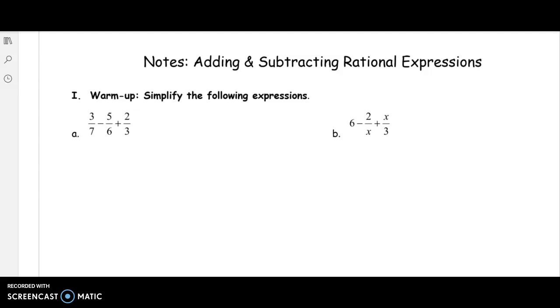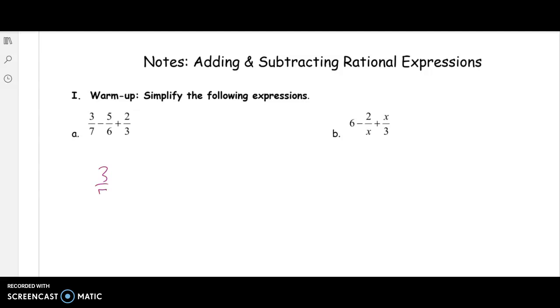So we want to think of a number for our common denominator that all three of those numbers are divisible by. So for instance, I might take the two largest and multiply them together to get 42. And then I want to see if the third denominator, 3, also divides 42. And it does. So 42 is going to be my common denominator.